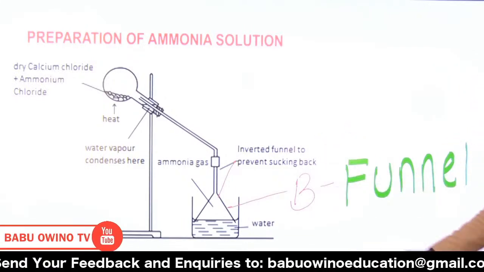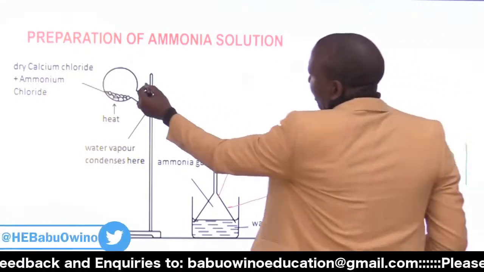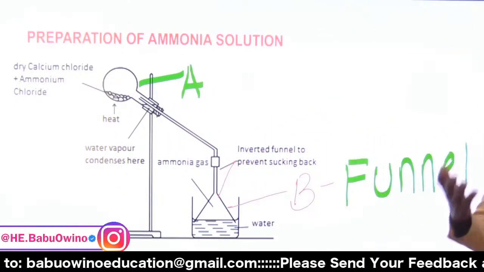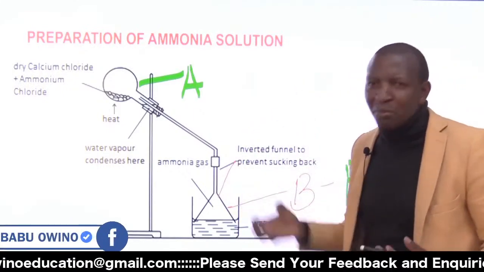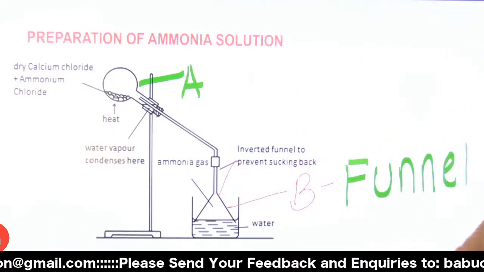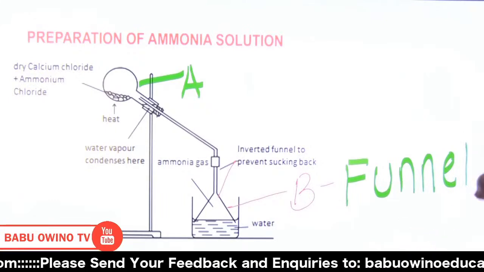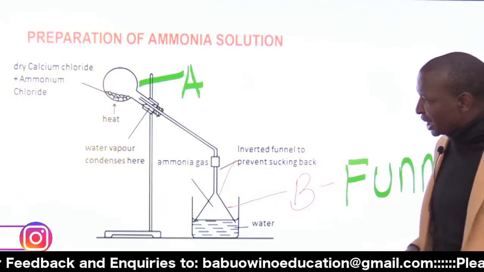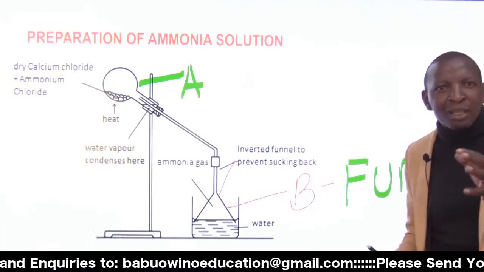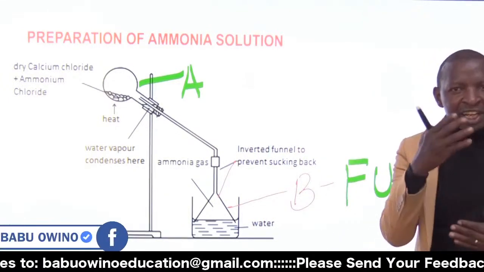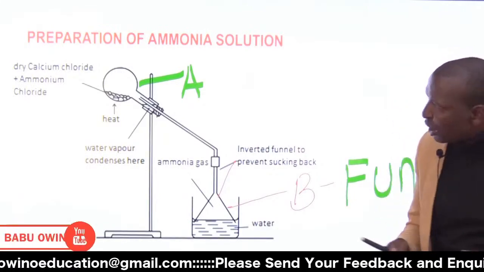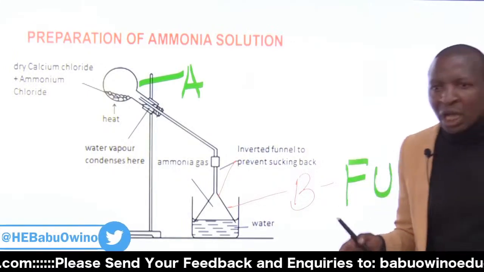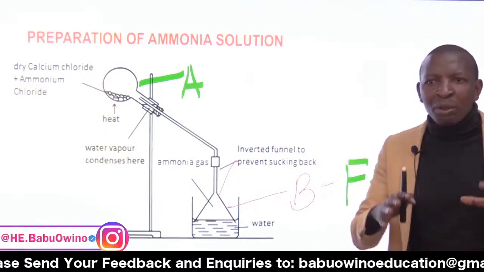The same way when it asks you to identify apparatus A, you don't say this one is a slanting round bottom flask. The name of that apparatus is simply called a round bottom flask. So the same scenario here, the name of the apparatus is a funnel, or rather a filter funnel. Those are some of the common mistakes. We only talk about an inverted funnel by describing the orientation of that apparatus when we are preparing a solution of ammonia.